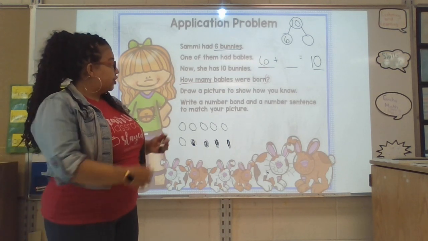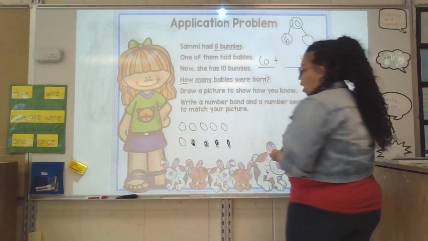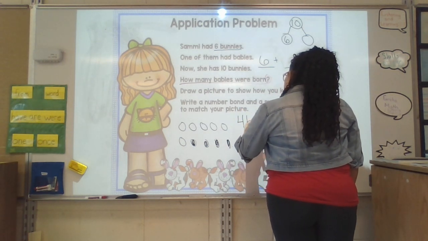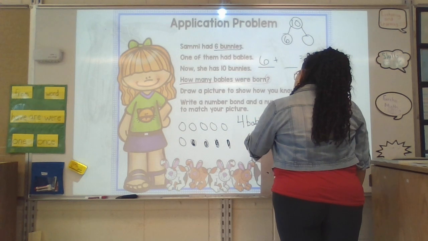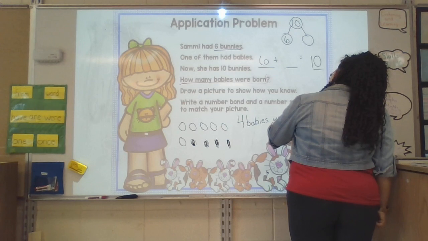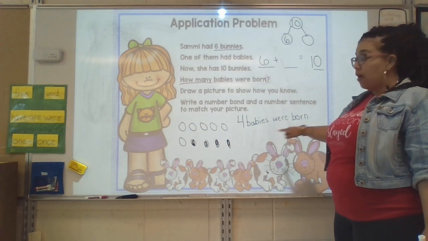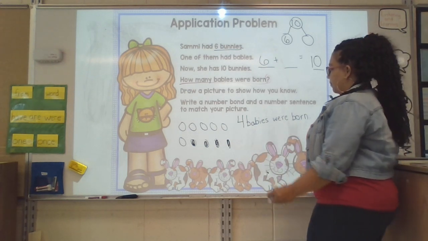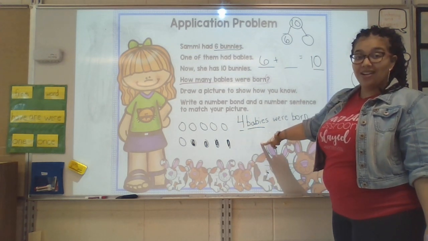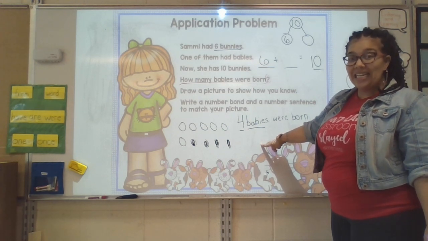So, back to our question. How many babies were born? Let's write out our complete sentence answer. 4 babies were born. They asked you a complete sentence question. You give a complete sentence answer. 4 babies were born. 4 babies. The number, the object. That's your minimum correct answer because it is a word problem. It needs a word answer.